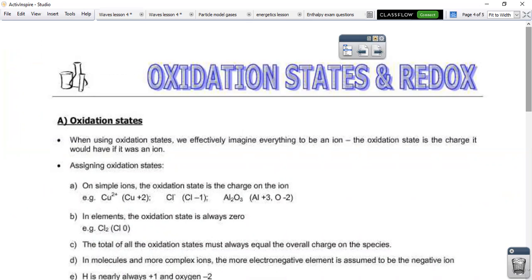Okay, so oxidation states. The key thing I said, when using oxidation states, we effectively imagine everything to be an ion. It's very important. So the oxidation state is the charge it would have if it was an ion. So simple ions: Cu2+ oxidation state +2, Cl- is -1, Al2O3. Again, you think about this in terms of ions, the overall charge on this would be 0. So if that overall charge is 0, and we know that this is -2, this would give us -6 and this would give us +6, because these oxidation states give us 0, which is what we said already.